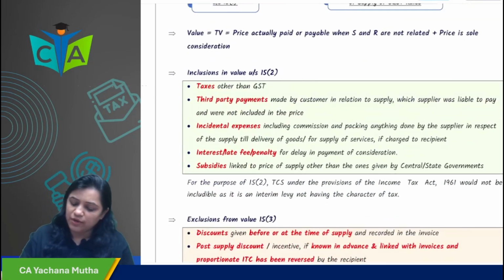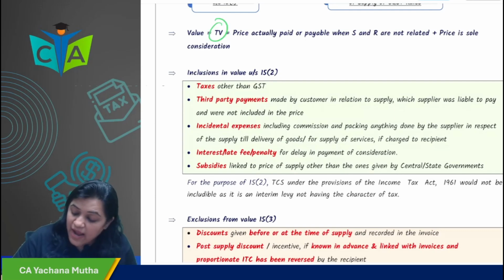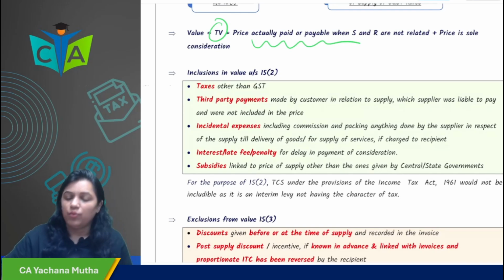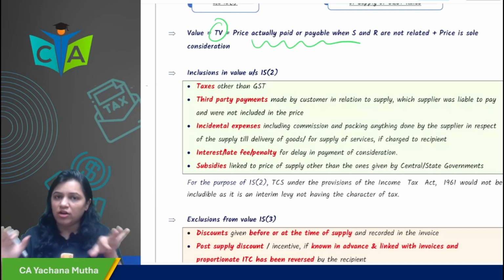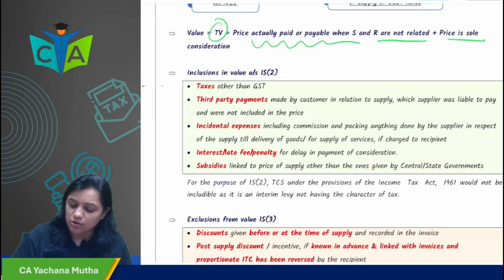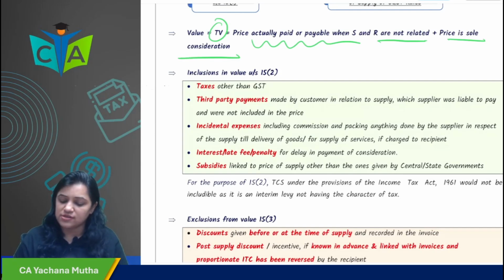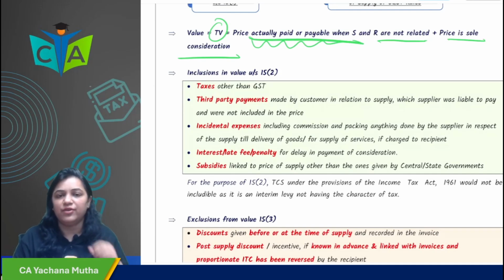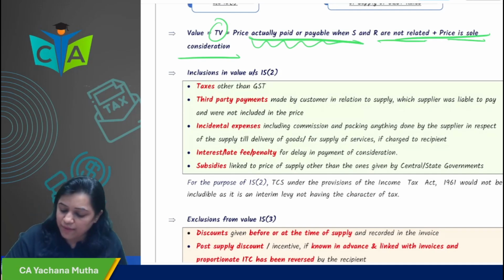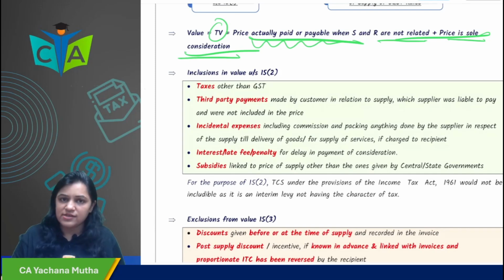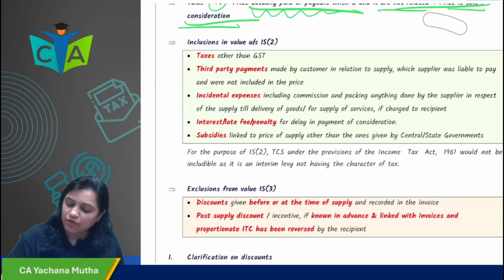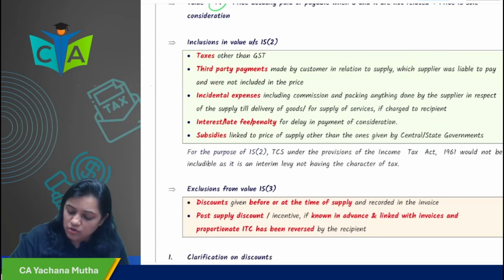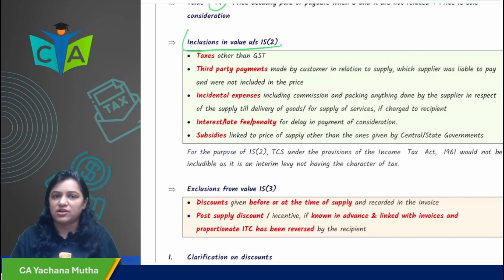Now, what is the value that is to be taken? Transaction value. What do you mean by transaction value? Price actually paid or payable, when the supplier and the recipient are not related, and price is the sole consideration. This is as per 15.1. 15.2, what does it talk about? Inclusions in the transaction value.